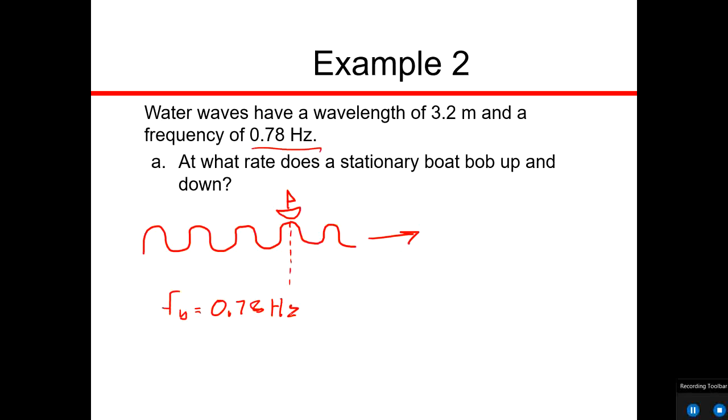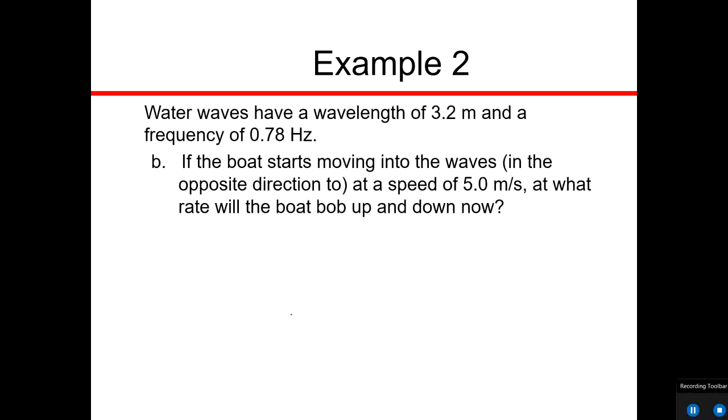Now the second part of this question: if the boat starts moving into the waves in the opposite direction at a speed of 5 meters per second, at what rate will the boat bob up and down now? So now we have a little bit of a different situation here. I'm going to draw my waves again, and here is my boat sitting on top of the waves. And we're going to say again that the waves are moving this way.